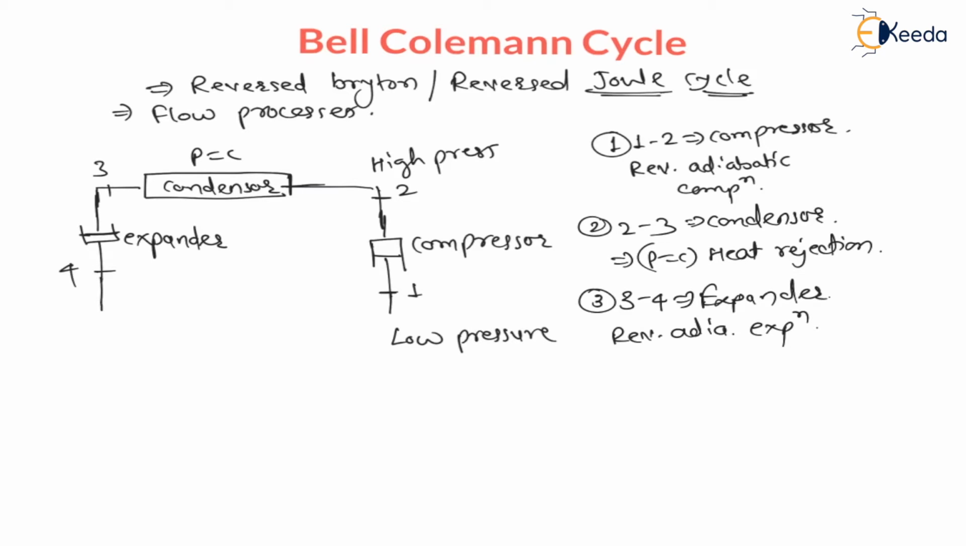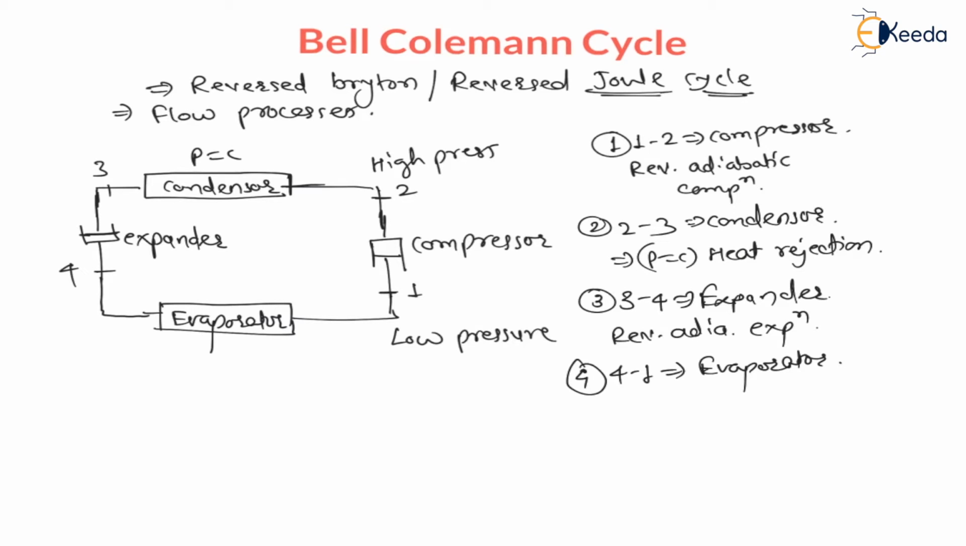After expansion, there will be heat supply or heat absorption in the evaporator. That is 4 to 1. The fourth process is 4 to 1, which is the evaporator, and the evaporator is nothing but constant pressure heat absorption, also called heat supply to the refrigerator, right?